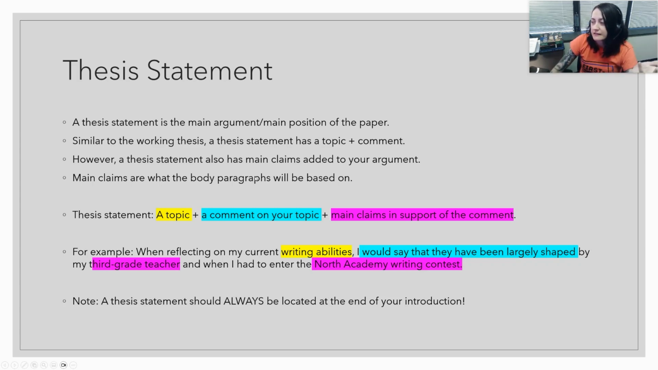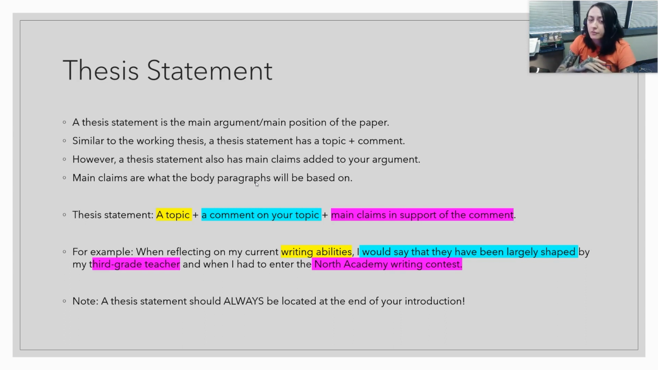So in the reading that I gave you, you may have seen that a working thesis statement will have a topic and a comment, right? You have your main focus for your paper, and then you have something that you want to say about it. A thesis statement has that topic, the main focus, some comment you want to say about it, but usually it will have some main claims, something that is in support of that argument, specific elements that you are going to use to justify that position.